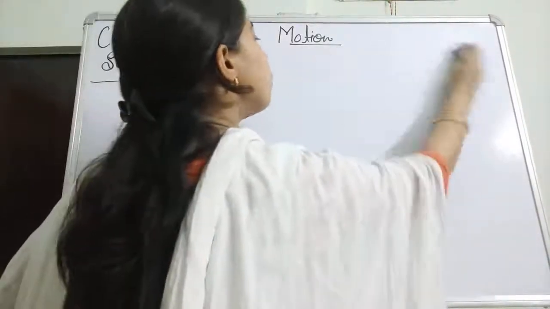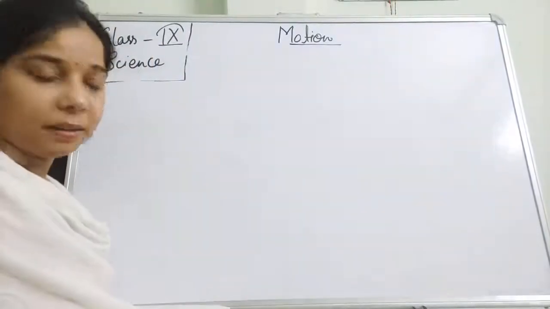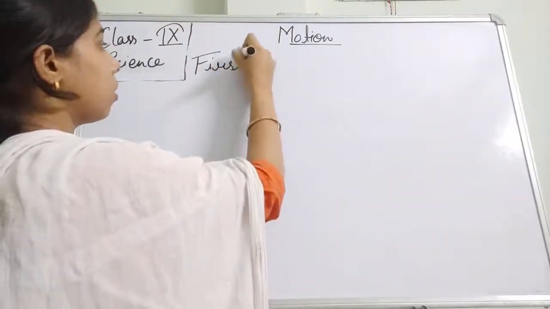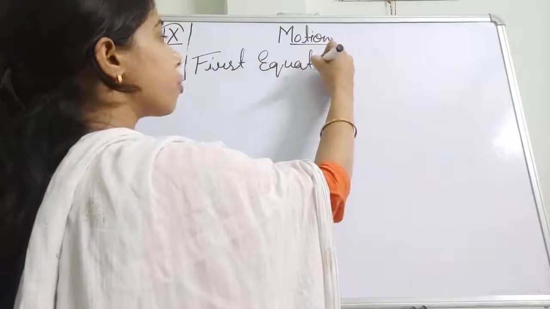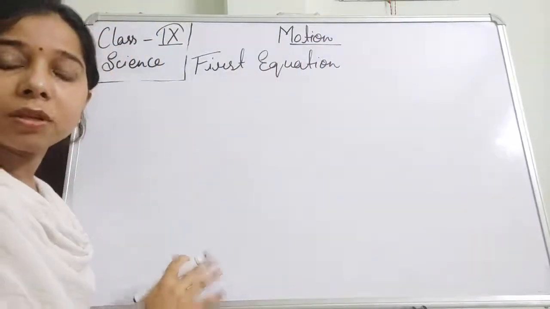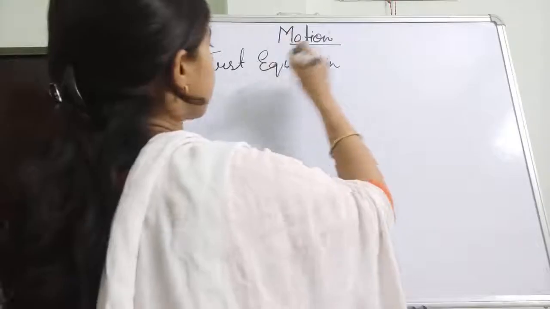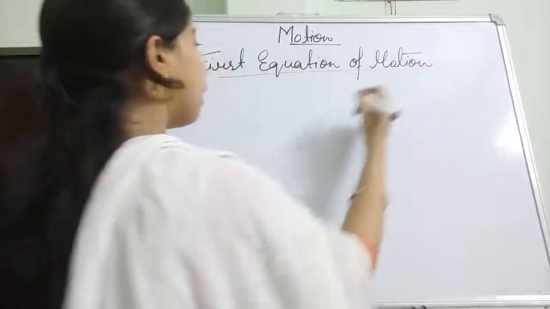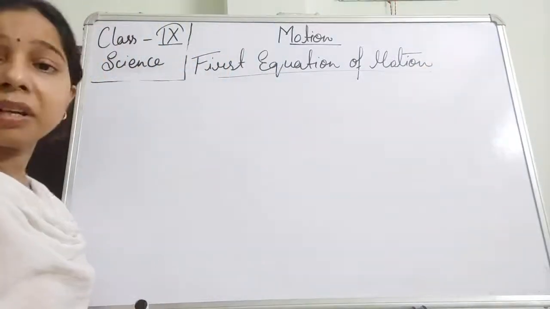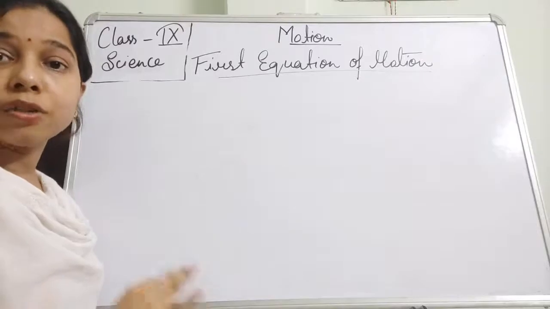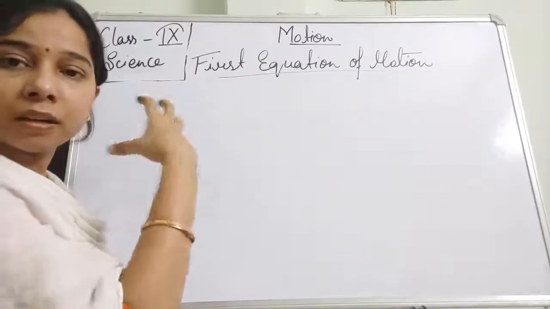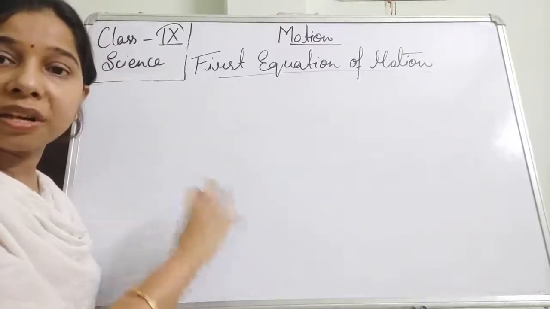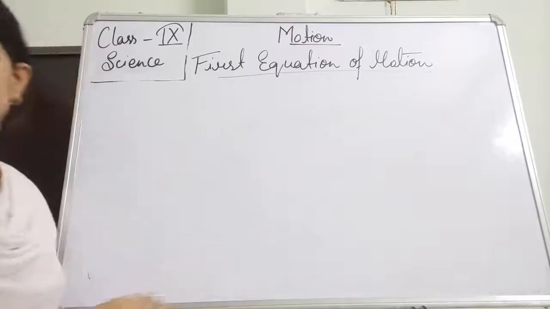The first equation of motion is v equals u plus at. Okay. These equations of motion should be there in your copy because it's very important. While writing the derivation, students, it is really important to write the statement. It is not that you simply write the formulas, the equations. No, you have to write the equations with the statement. It is quite compulsory.